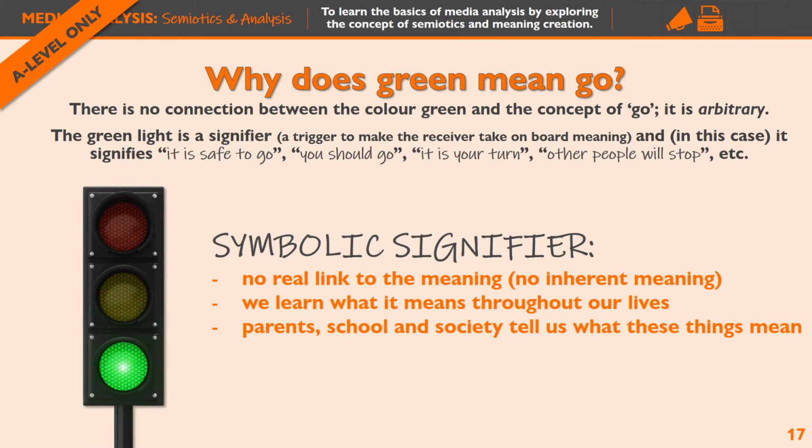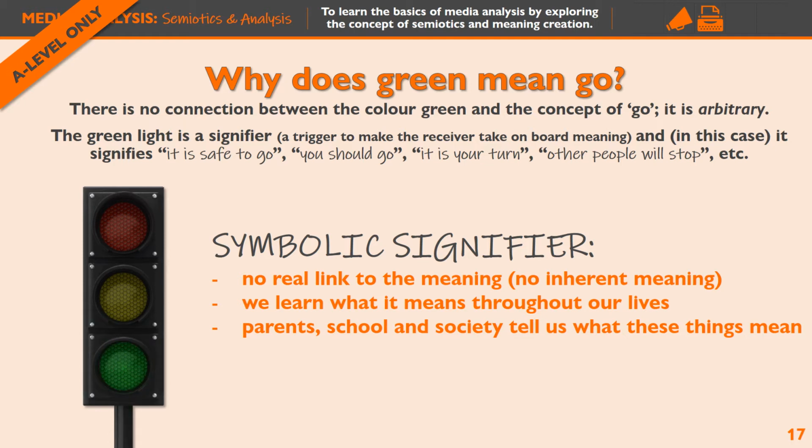Starting with something relatively basic, when you're on the road and you see the traffic lights, what does it mean when one of the lights is green? Well, we all know that green means go. But why? Why have we as a society said that green is the colour to mean proceed, that it's safe, you should go, it's your turn? Why is that the signifier that we use? Why don't we use purple, or why don't we use blue, or any other colour for that matter?